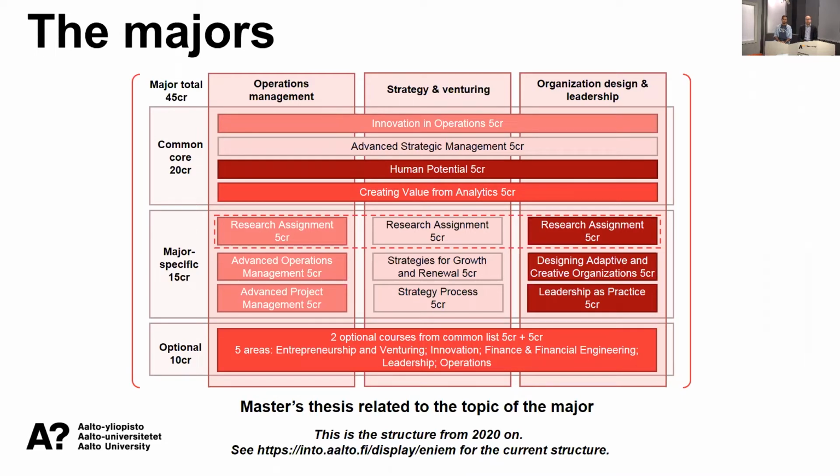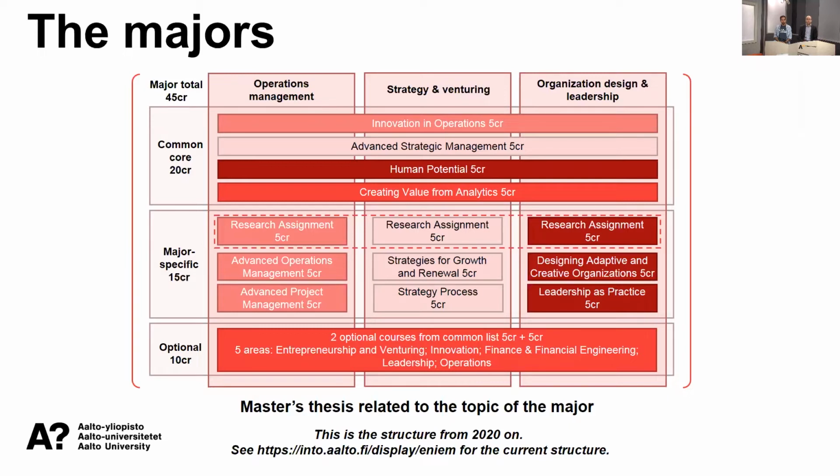And then in the organization design and leadership major, the core courses are designing adaptive and creative organizations and leadership as practice. Then in addition, there's a research assignment, which is a piece of academic scientific work. So in groups, you do an academic study. And then we have optional courses where you can choose from a list of different topics related to entrepreneurship, innovation, finance, financial engineering, leadership, and operations.